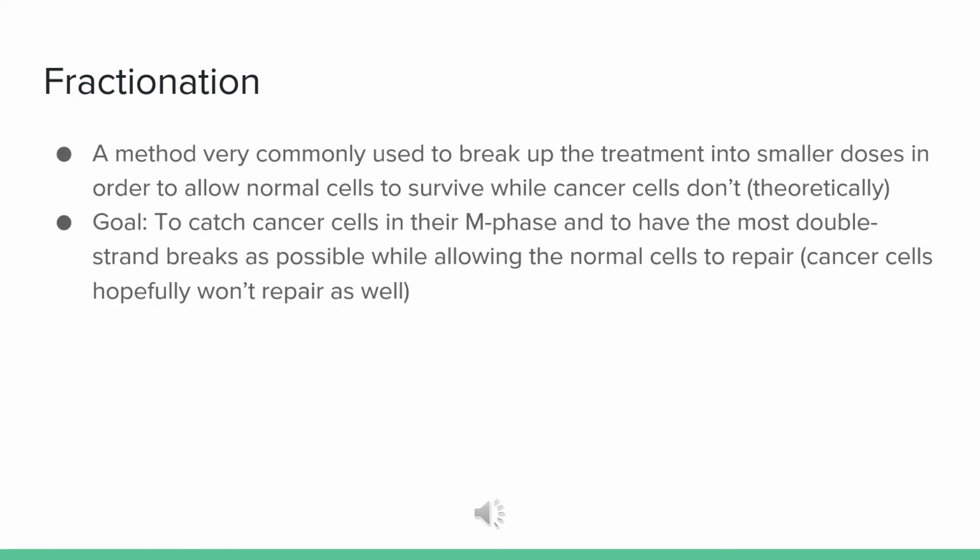Fractionation is the method used to break up the radiation treatment into smaller doses given over time in order to allow normal cells to repair while cancer cells less so. It is done in order to distribute damage more effectively. The main goal is to catch cancer cells in their M phase more often, as if it is given in one giant dose, not all cancer cells will be in their M phase at the same time. Radiotherapy hinges on the fact that normal cells will heal better than cancer cells, and fractionation allows the normal cells to recover.